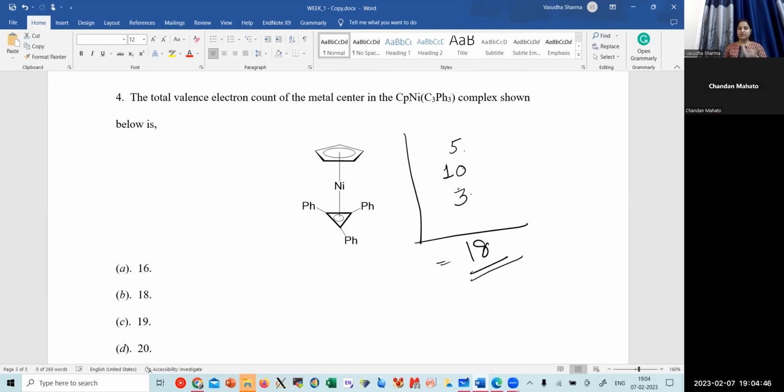Anyhow, I've told you the answer, but as you have participated, you can go through that once and attempt the assignment where it is given. This is the way you have to calculate the number of electrons given by your particular ligands and the metal center. And there you can get to know how the electrons come into the picture.